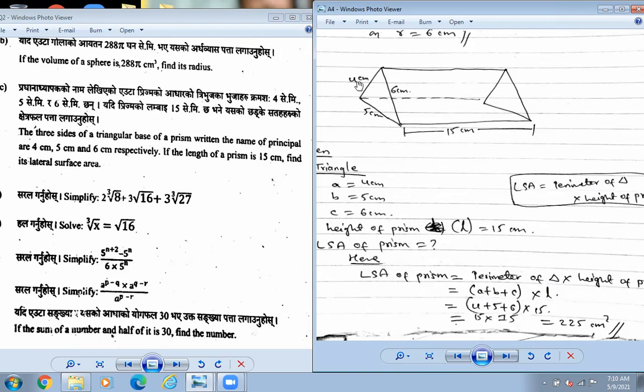The value of a is given 4 centimeter, the value of b is given 5 centimeter, the value of c is given 6 centimeter, into l is given 15 centimeter. So let us use the value of a plus b plus c, 4 plus 5 plus 6, into l is 15. Let us add them, it becomes 15 into 15, so 225 square centimeter is going to be the answer. It's LSA, so for area it is square. So 225 square centimeter is going to be the answer of this number.